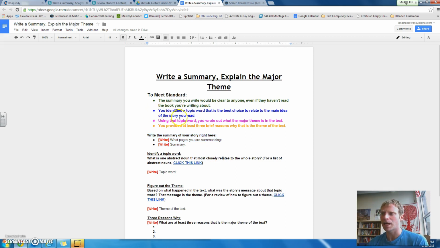So you've got to write a summary right here of the last part of the book that you've read. Next, you need to identify a topic word that is the best choice to relate to the main idea of the story that you read. So you've got to think about the book as a whole, and boil it down to one word that you think that story is really about. If you think about everything that happened in the text, what one word is that story really about? And it needs to be in the form of an abstract noun.